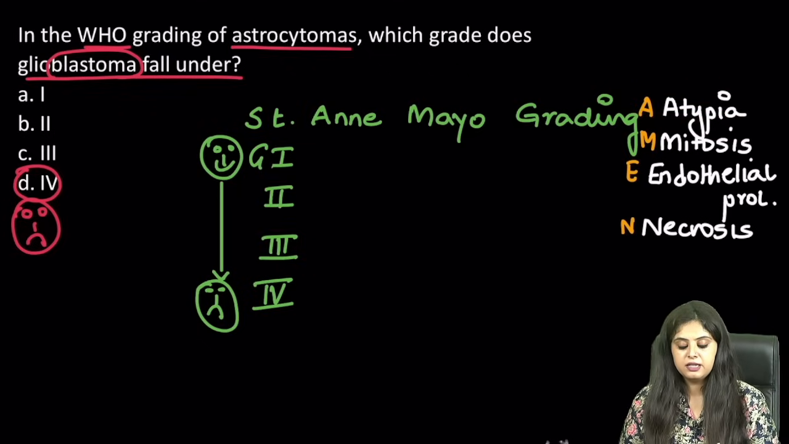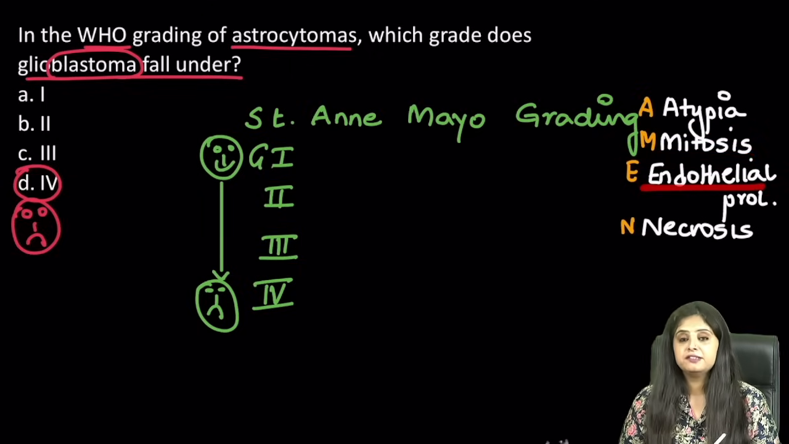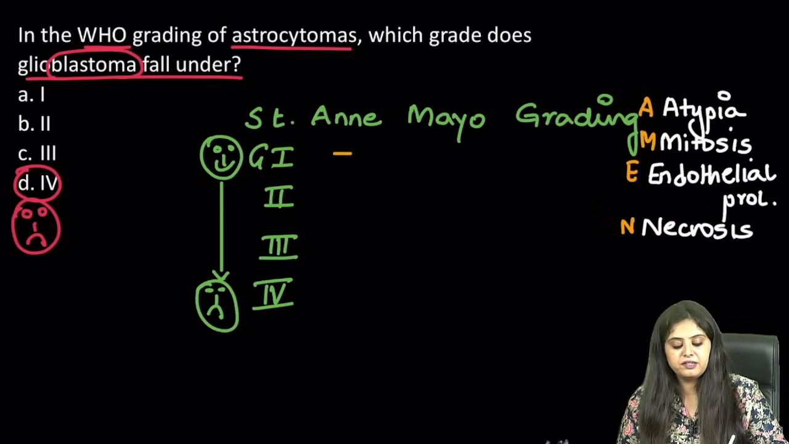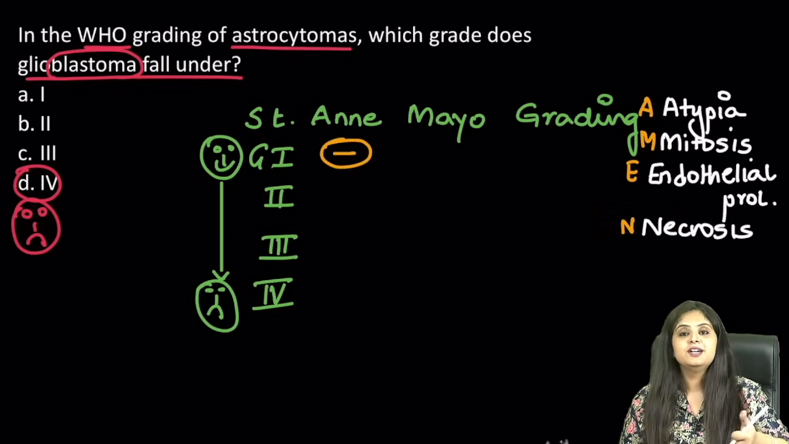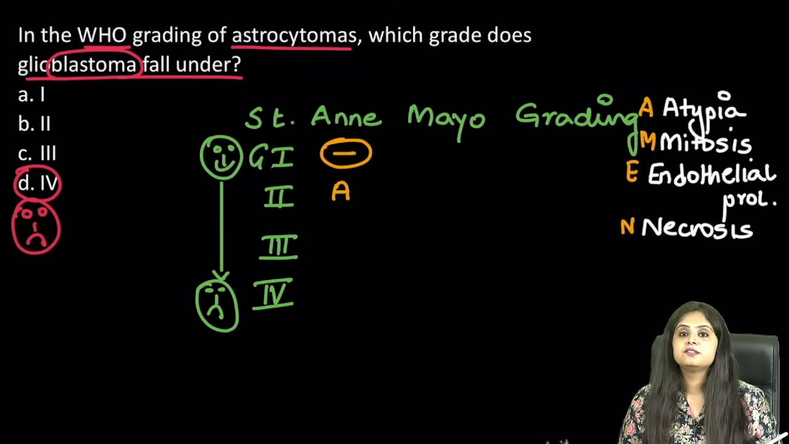A for atypia, M for mitotic activity, E for blood vessel, that is endothelial cell proliferation, and N for necrosis. So AMEN: when nothing is present out of AMEN, it's a good tumor. No atypia, no mitosis, no endothelial proliferation, no necrosis. When only atypia is present, it is grade 2.